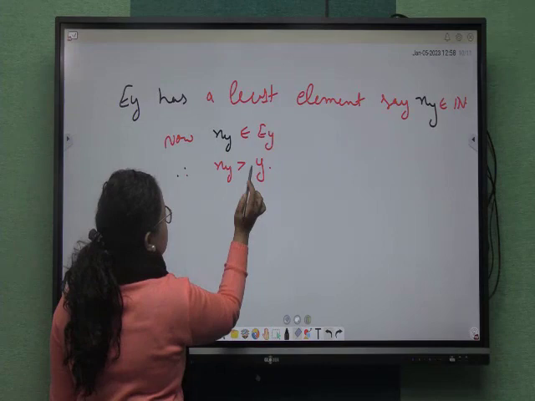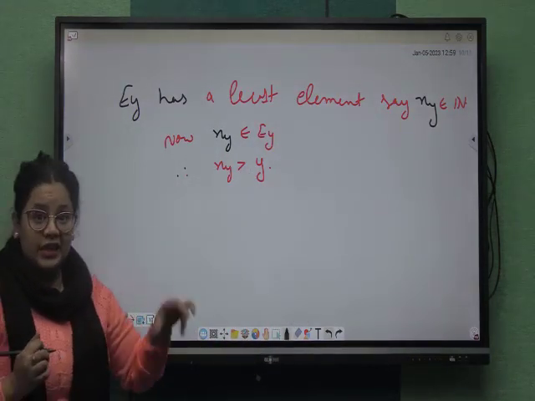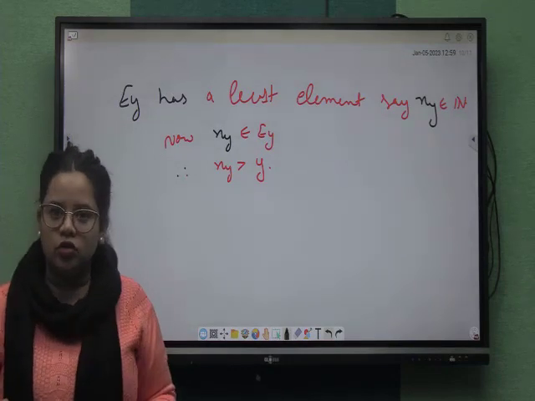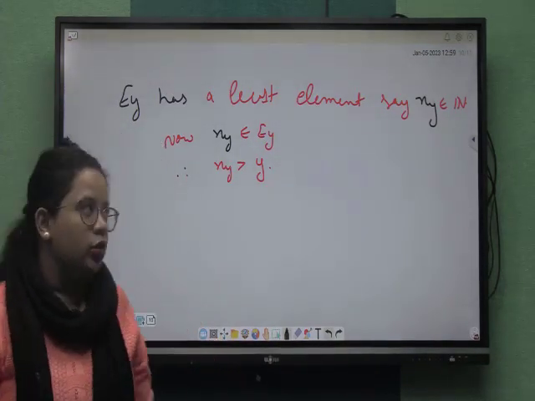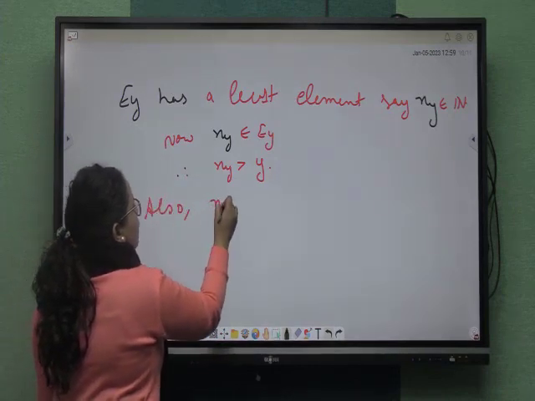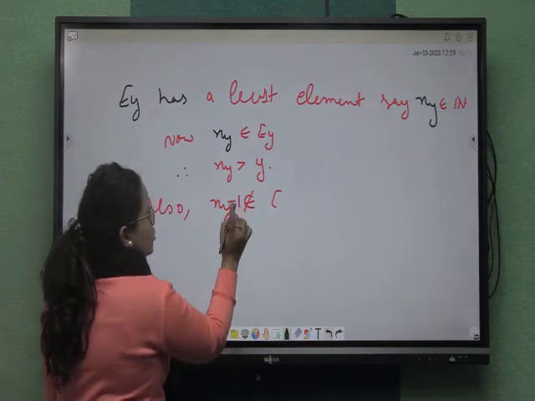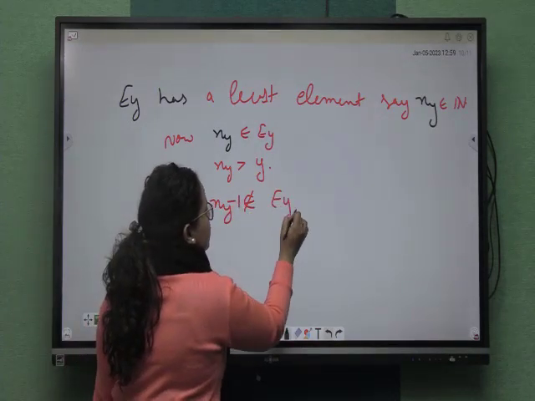Let me just erase this. Okay, so n_y is strictly greater than y. Now it is the least element. This means any natural number smaller than it will not be in E_y. Also, n_y minus 1 does not belong to E_y.